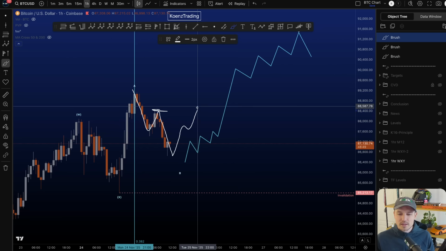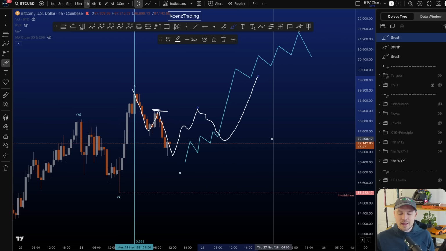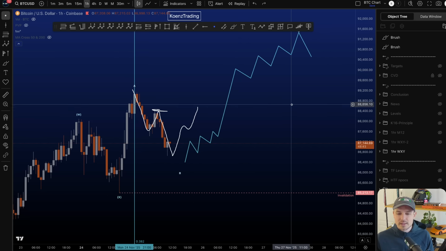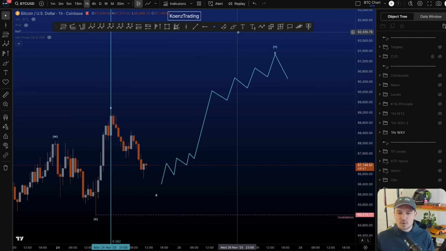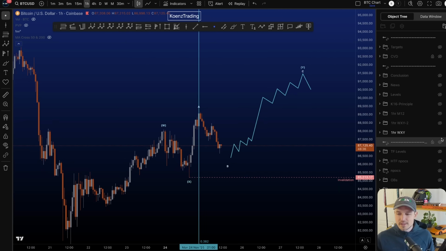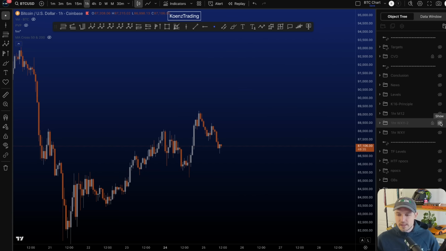then go back up, which preferably takes out this high here, continue the range a bit longer, and then price moves up to take out this higher high here, the end of your wave A in this particular scenario, to then work on wave C of wave Y into areas of resistance that I will show later.